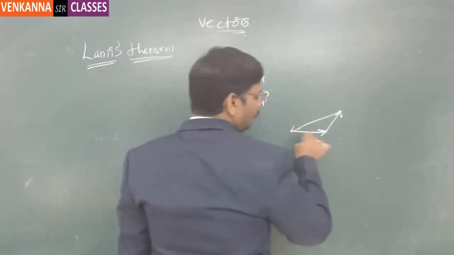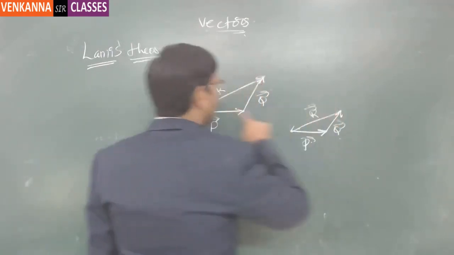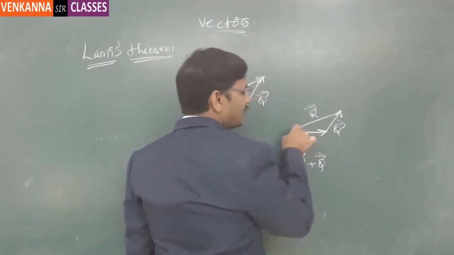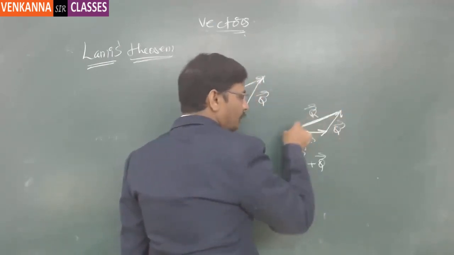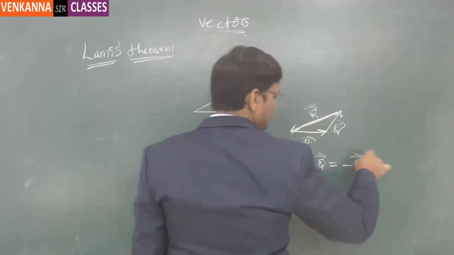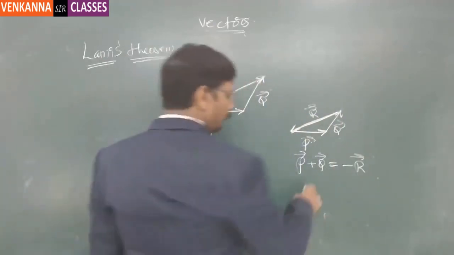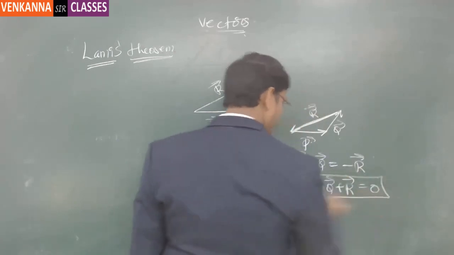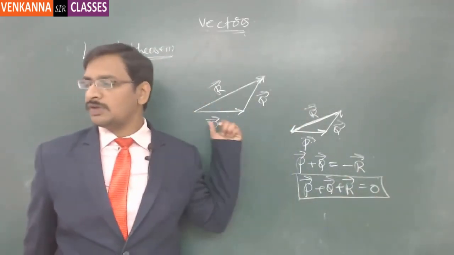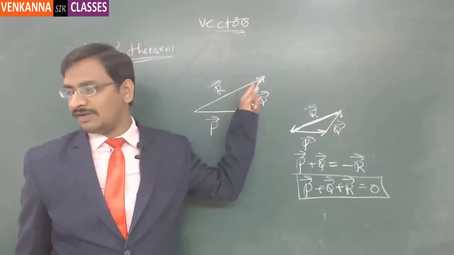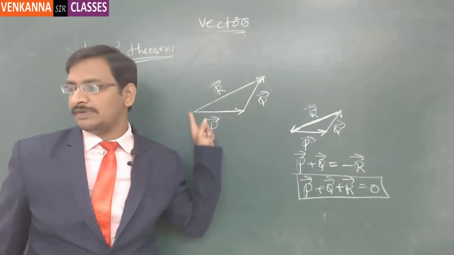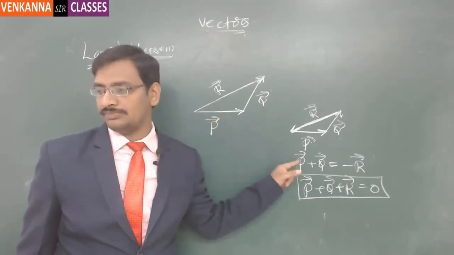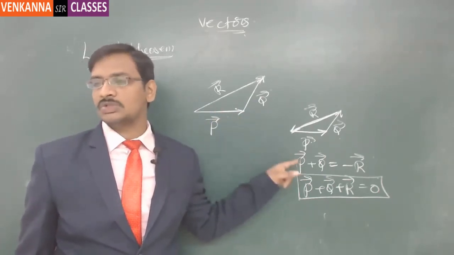Now if you notice, this is P and this is Q and this is R. As per the triangular law of vector addition, P plus Q obviously has to be equal to this vector, but this R vector is in the opposite direction. That means P plus Q is equal to minus R, right? Obviously P plus Q plus R equals 0. That means if you join the head of one vector to the tail of another, and all three vectors form a closed triangle, then we can conclude that those three vectors form an equilibrium system, an equilibrium of forces. So all three forces together are in equilibrium.